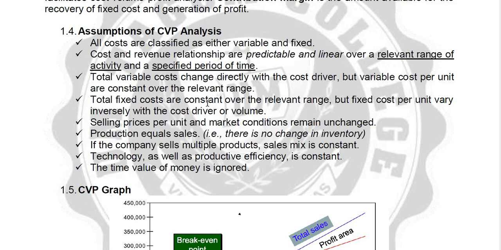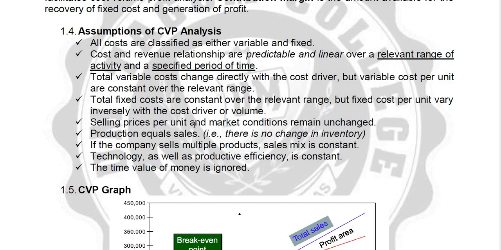Say, for example, normal capacity is 10,000, and your actual output or actual sales is only 8,000. So the total fixed cost will be divided by only 8,000 units instead of 10,000 units. And that way, since the sales volume decreased, the fixed cost per unit will increase.